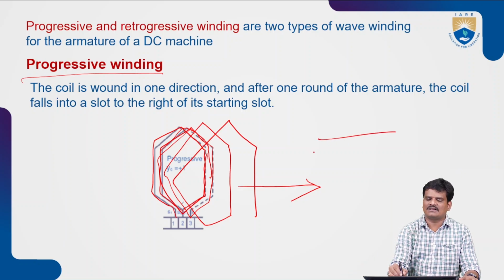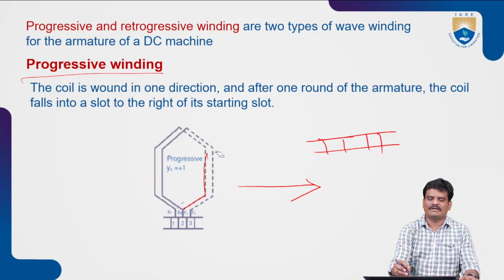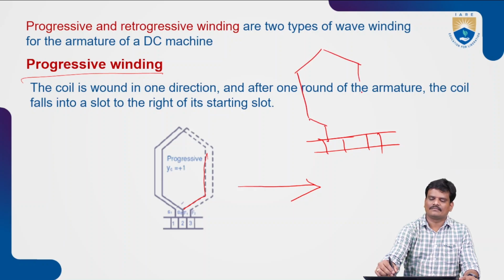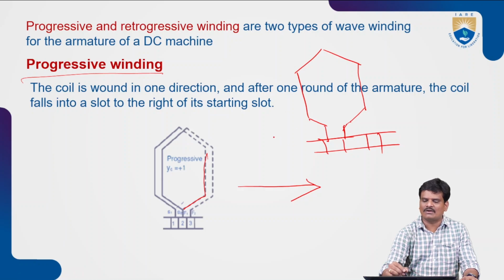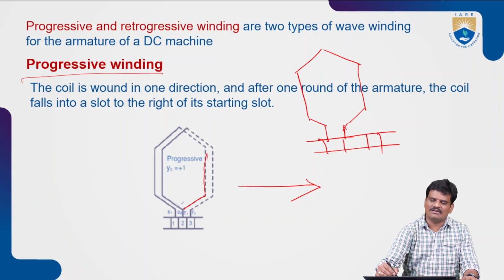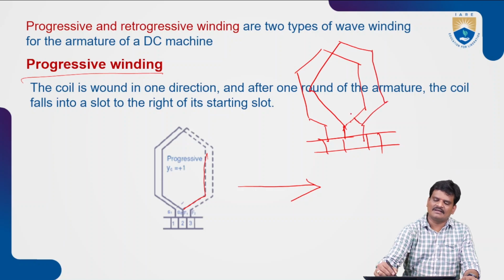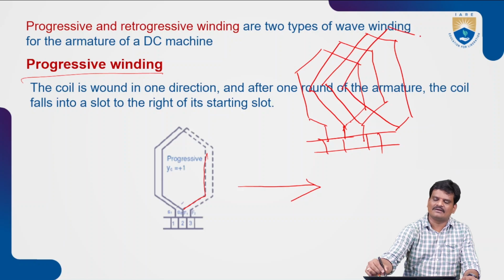Suppose these are nothing but my commutator segments, and I am starting my coil at this particular point like this. My coil structure has ended at this particular commutator segment. After one round of armature, that is, I have completed one round of armature here, the coil falls into another slot like this. Again in the next slot, it will continue its winding. Again in the next slot, it will continue its winding.